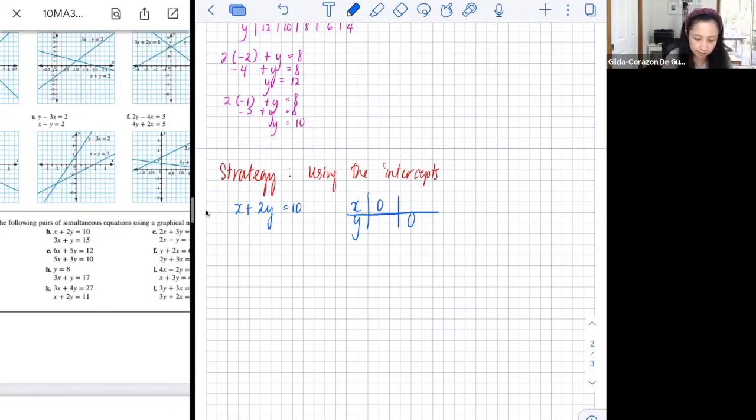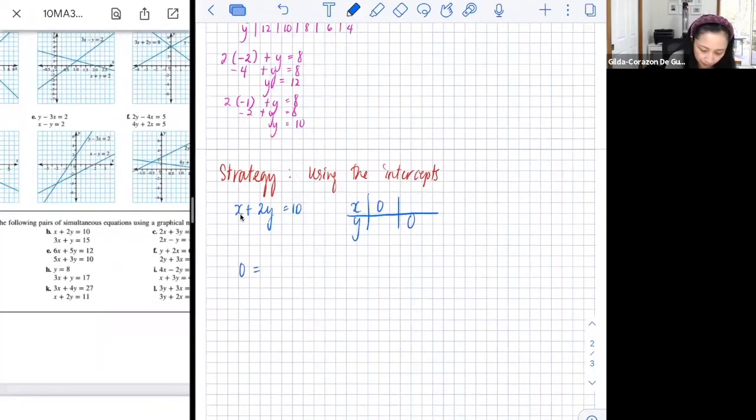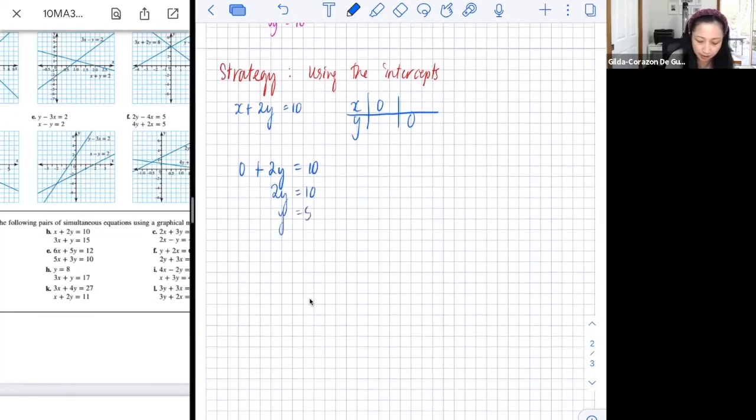So let's have the first example. When you're looking for the y-intercept, you want to set x to 0. What does that mean? This x becomes 0 plus 2y equals 10. You can just say that's 2y equals 10. If 2y equals 10, then 2 times something gives you 10. That something must be 5. So you can have that 1 point, 0, 5. So this is a y-intercept.